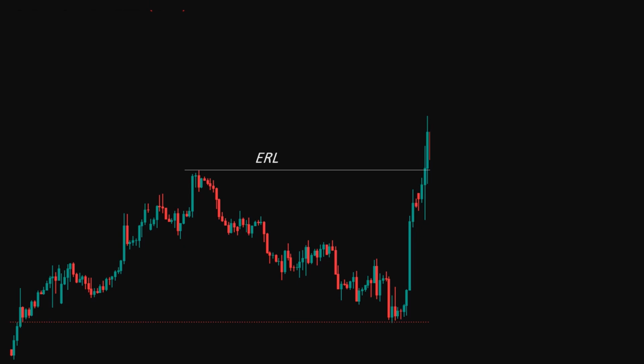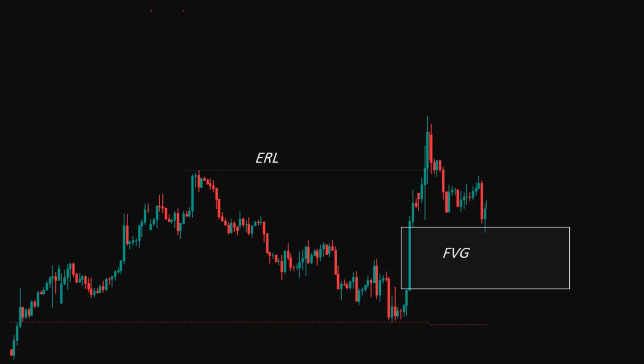After tapping into this external liquidity, the price typically retraces to address internal range liquidity, specifically filling a fair value gap. This action is part of the market's natural rebalancing process. Once the fair value gap is filled and internal liquidity is accounted for, the market shifts focus back outward, seeking the next available external liquidity pool, often resulting in a new swing high.